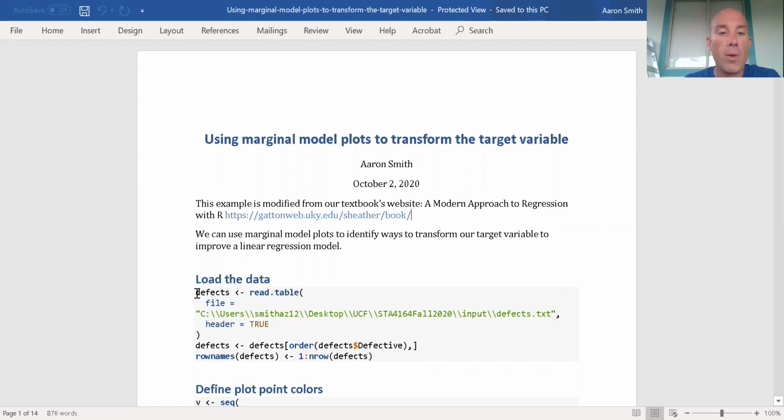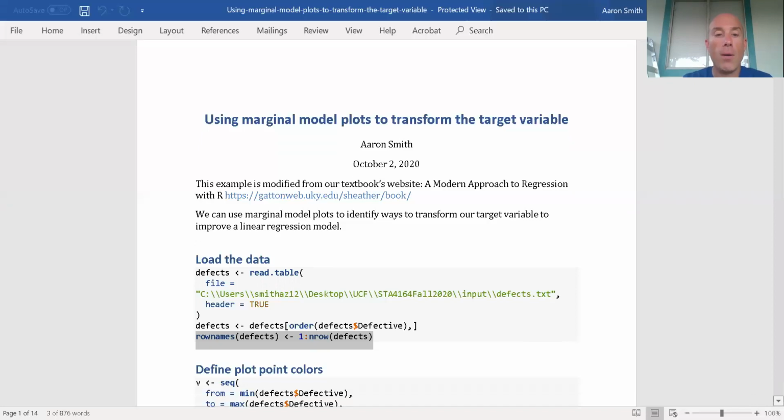Just like always, load the data. Then one thing I like to do, because of some of the plots that are produced for regression models, is to have my data ordered by an important variable. I usually order it by the target variable, so I go ahead and sort it. When I do this, I change the row names so that they are numbered 1 to n and are perfectly Spearman correlated with the target variable. That way it's a little bit easier to detect things.